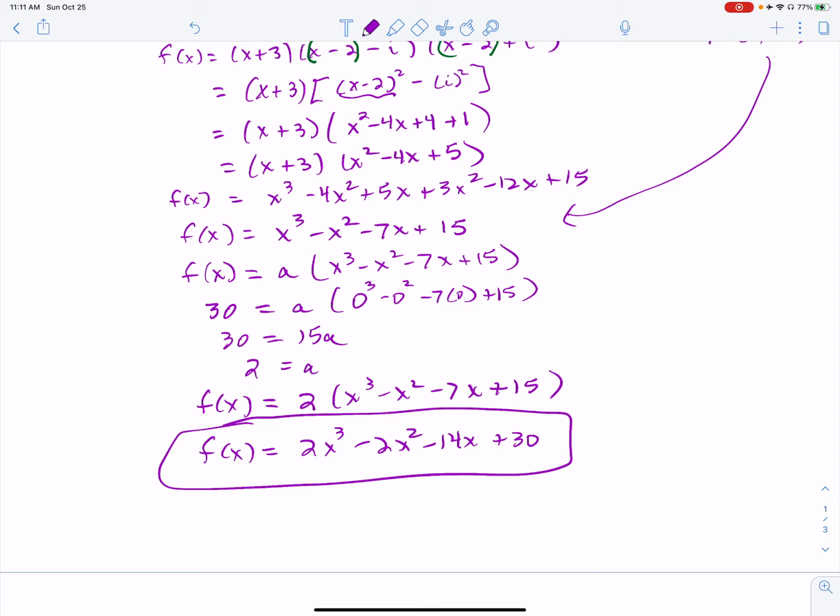So when they give you a point it has to go through, you have to consider a vertical stretch and plug that in and find the value of a and redistribute that.